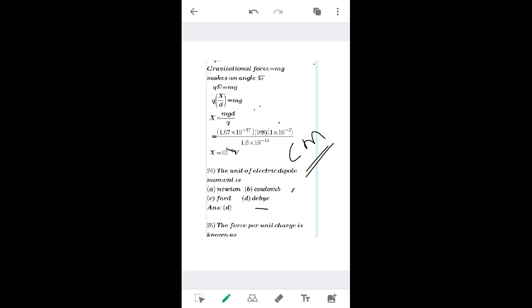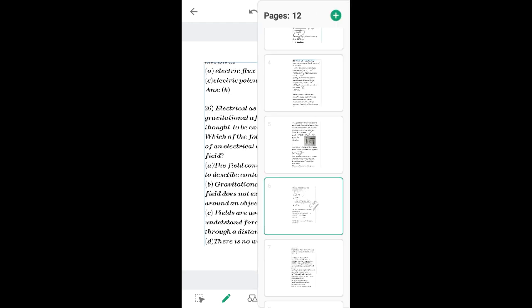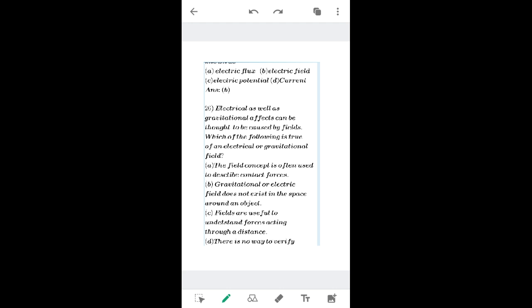Okay, let us go to the 25th question. The force per unit charge is known as... force per unit charge. So E is equal to what? F upon Q, right? So what are the options here? Electric flux, electric field, electric potential, and electric current. So B is correct. That is electric field.